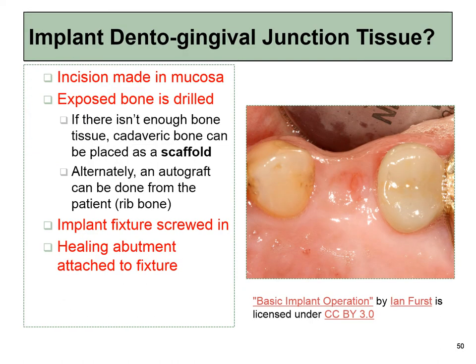Another clinical consideration that we should cover is what happens when a tooth is lost and needs to be replaced with some form of dental implant. First off, to attach a dental implant, we'll need to make some sort of incision in the oral mucosa. But if there's a little bit of bone loss underneath, we may not have enough tissue there to anchor a dental implant properly.